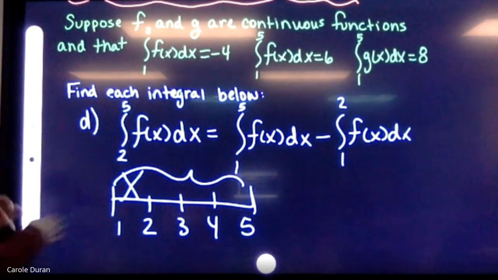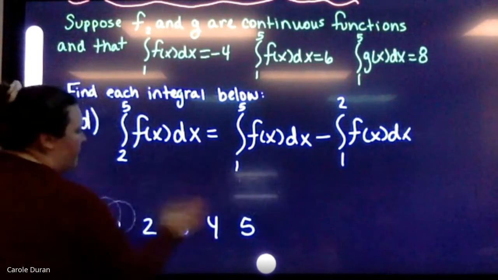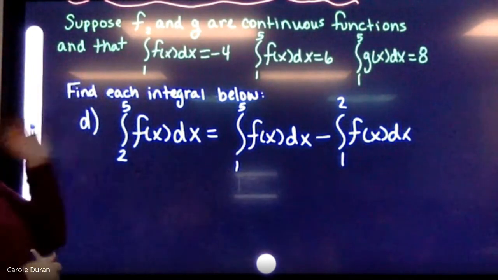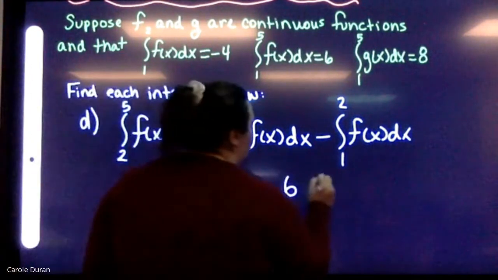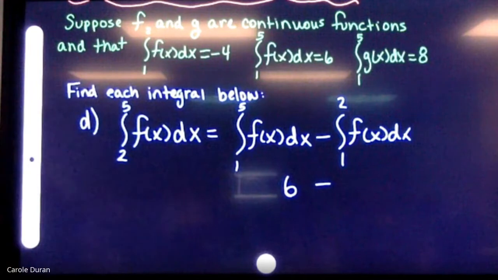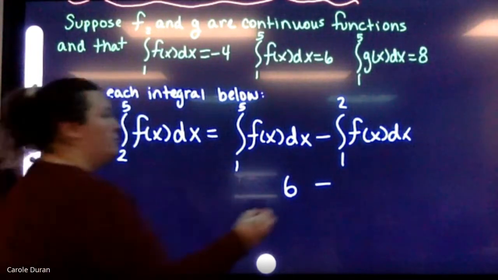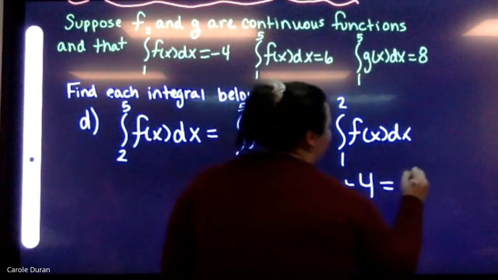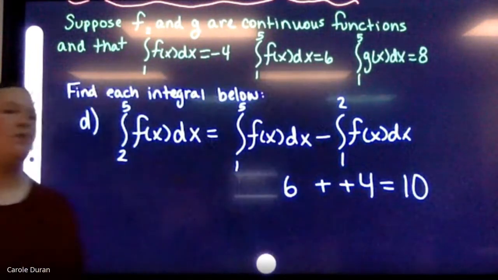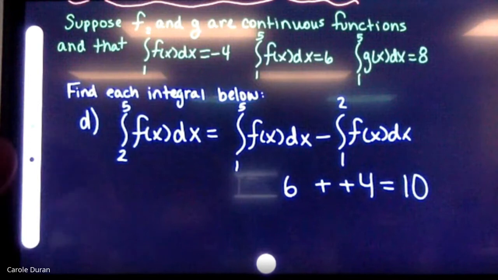Okay, so then we just fill in the integral information that I've been given. What is the integral from 1 to 5 of f of x dx equal to? 6. Minus, what's the integral from 1 to 2 of f? Minus a negative 4, because it says negative 4, which means that becomes 6 plus 4, which is 10.